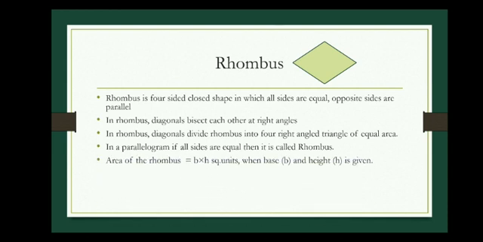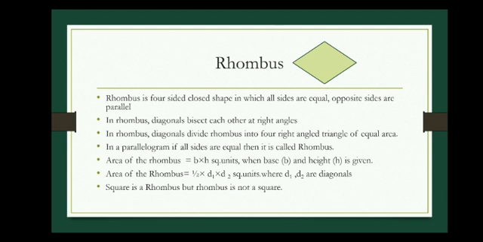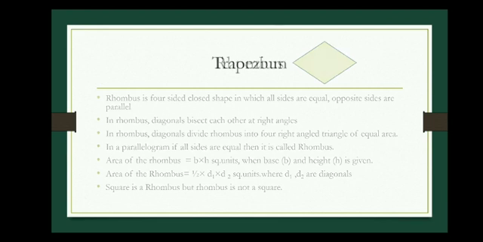So the area of a rhombus is equal to base into height square units when base and height are given. And the area of a rhombus is equal to half into d1 into d2, where d1 and d2 are diagonals, when the measures of the diagonals are given. And we have seen all squares are rhombuses, but all rhombuses are not squares.